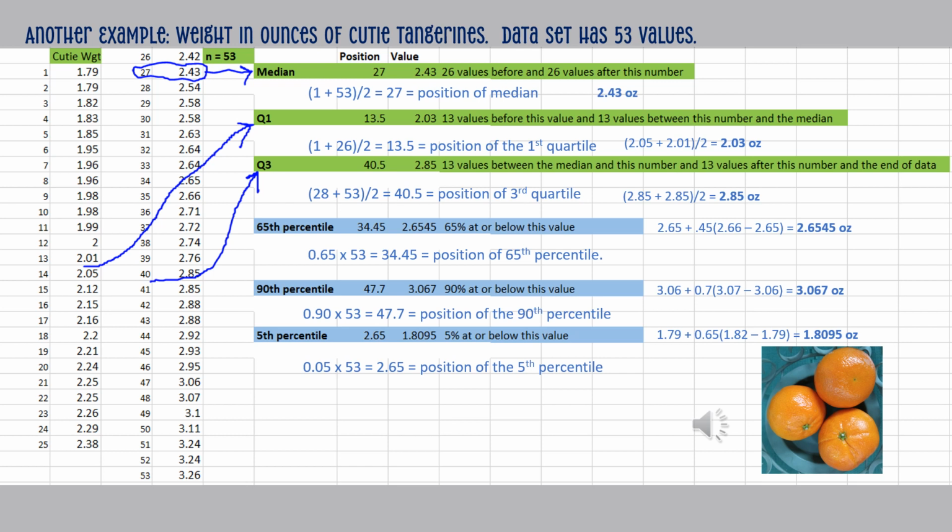The 5th percentile will have position 2.65 because you multiply 5% by 53, you get 2.65. So find the second and third values, which is 1.79 for the second and 1.82 for the third, and take 65% of the distance between them and add it to the second value, and you get a number in between the second and third values, 1.8095 ounces. So that was a good few examples of how to find interpolated values.